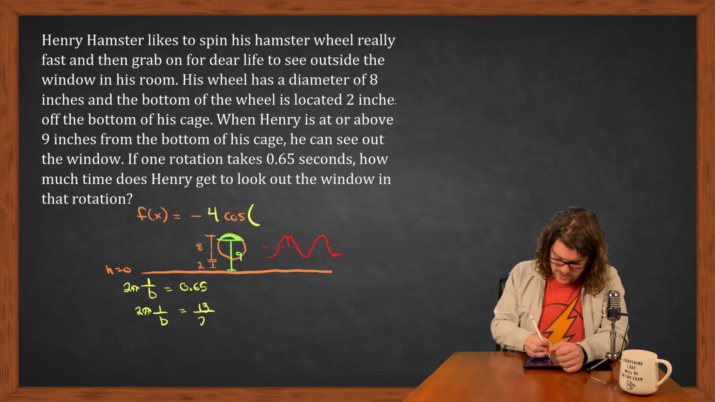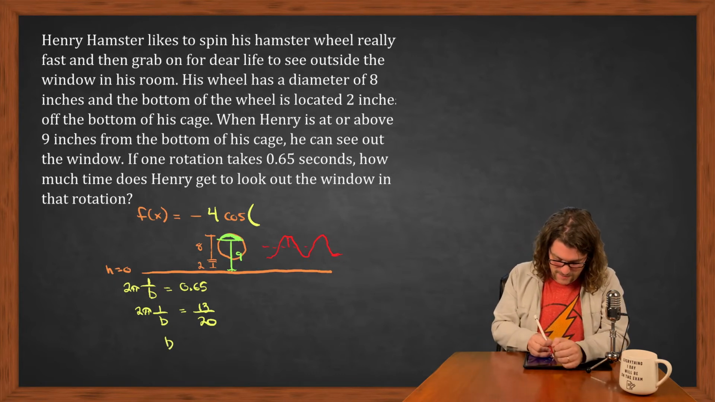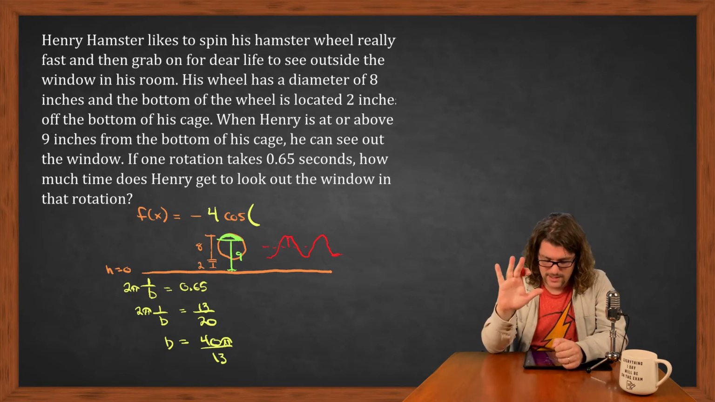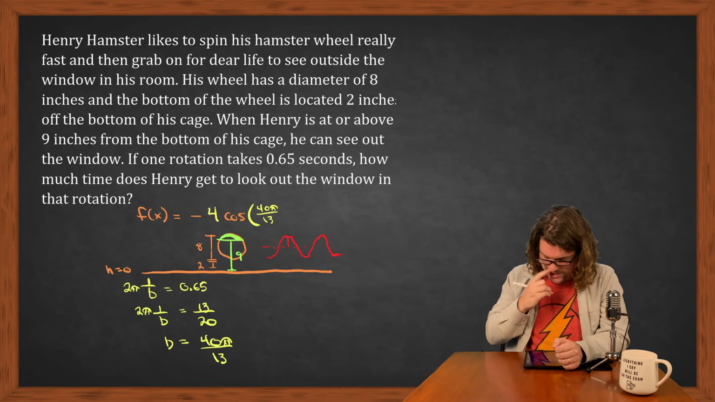It's not super important. All right, so what I'm going to do is solve for that b value and say that it is 40 pi over 13. You could also have that represented as a decimal, and that would be fine too. But I'm going to use 40 pi over 13 in that particular position.